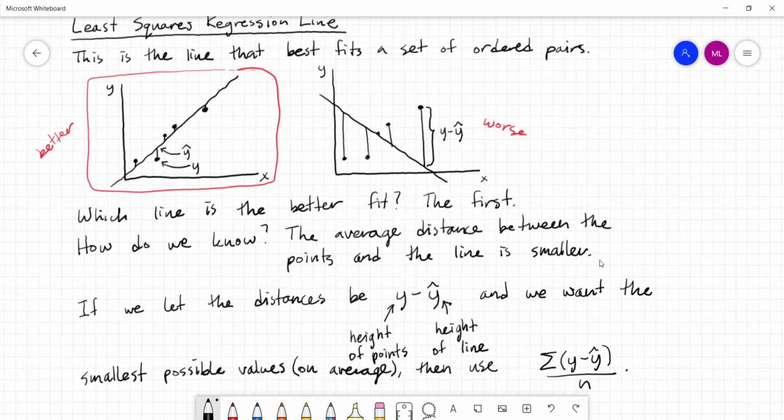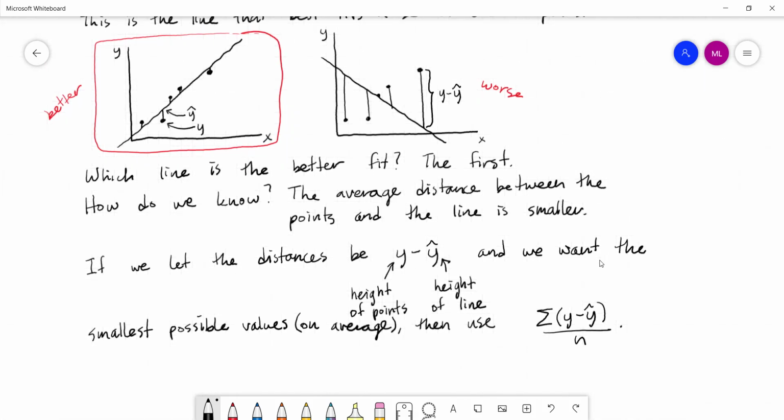And if we look at these pictures, let's think about what would happen as we add up all of these distances. Well, keep in mind that the way we're defining it is the height of the point minus the height of the line. So for example, this first one over here on the left graph, the height of the point minus the height of the line. The height of the point is a little bit higher than the height of the line. So when I do that subtraction, the point minus the line, I'll get a little tiny positive value. And same thing here, a little tiny positive value, same thing here, a little tiny positive value.